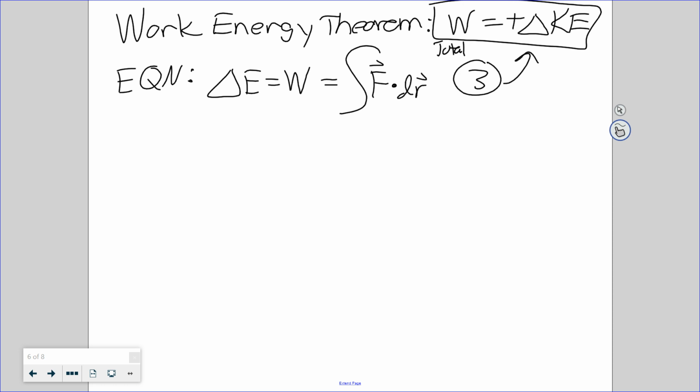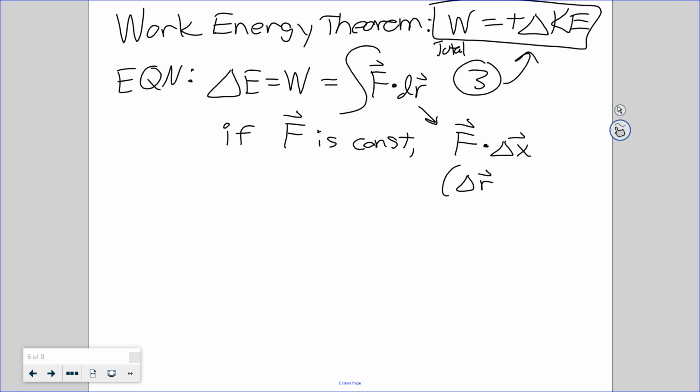Okay, so take a deep breath. It should be a relief. If F is constant, then this is just F dot, you could say, delta x. It's just its displacement. Delta R would be 3D displacement.